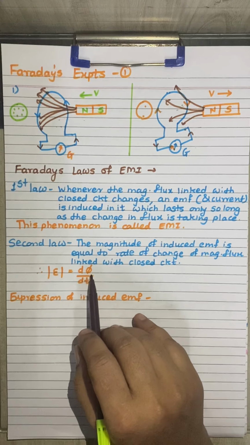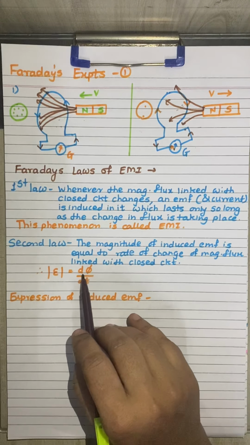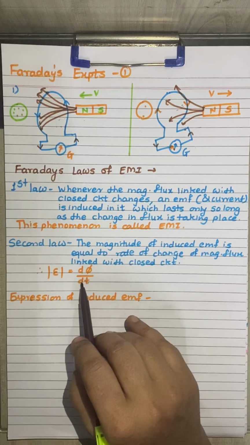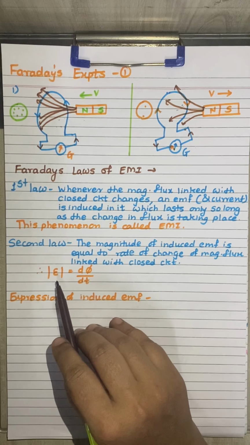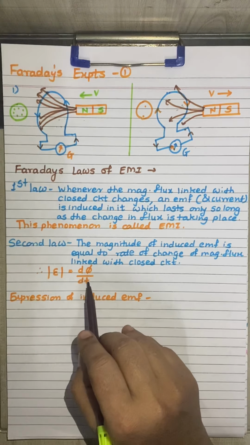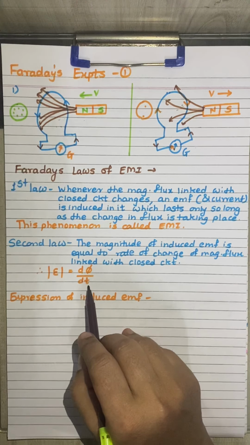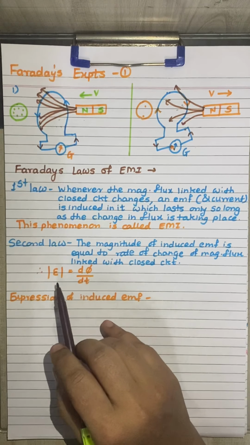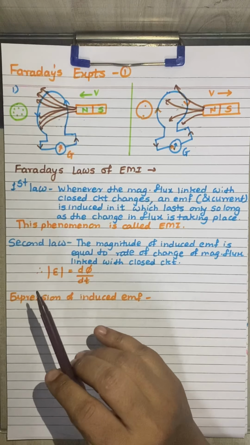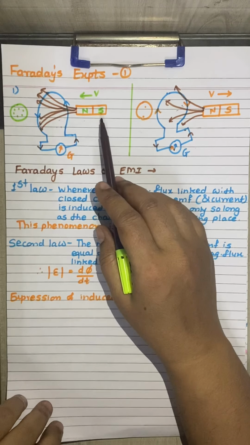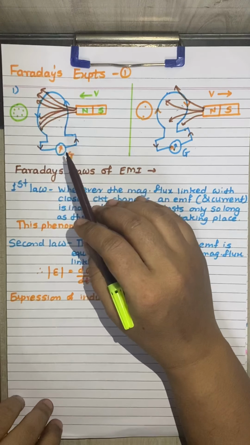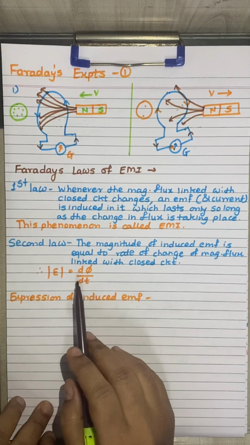Here we can clearly say that whenever the rate of change of flux takes place in a very short interval of time t, that means the process is very quick, then the EMF induced is larger. If we change the flux over a longer time, then the EMF induced will be less. So the motion of the magnet must be to and fro and very quick, then only the induced EMF magnitude is higher. This is the second law.